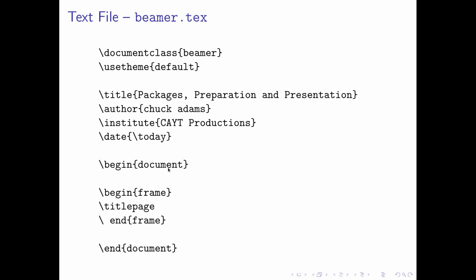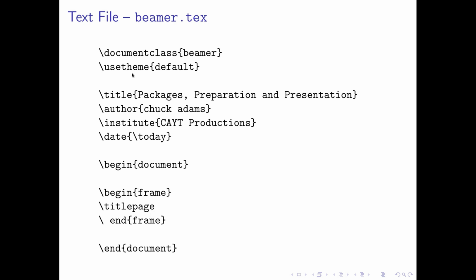You do a begin document, and then every slide is going to be called a frame. So you do a begin frame and an end frame for every page of your presentation. First thing you're going to do is just do the title page. Anything that has a backslash and then a keyword is something that LaTeX will use, and Beamer in particular will use to generate the frame.